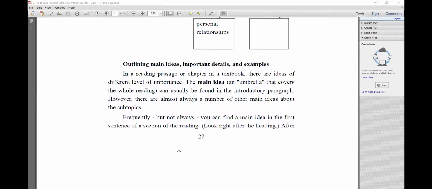So the main idea can usually be found in the introductory paragraph. So it's a very easy trick. Yes. However, there are almost always a number of other main ideas about the subtopics. Very good. Frequently, but not always, you can find a main idea in the first sentence of a section of the reading. So this is obviously a very easy trick. When you want to know the main idea of something, it is at the start of the paragraph, in the first line or two, right? So you can get the main idea.